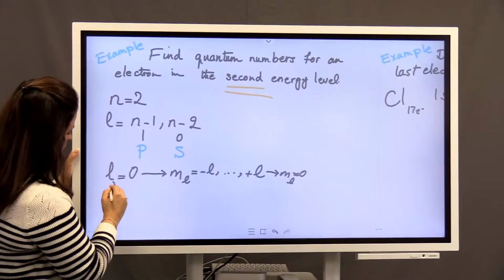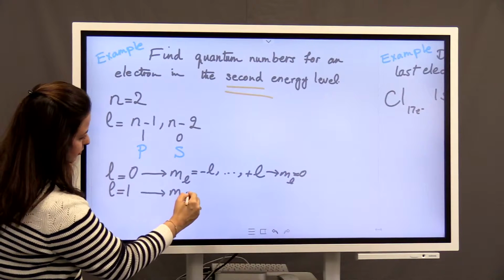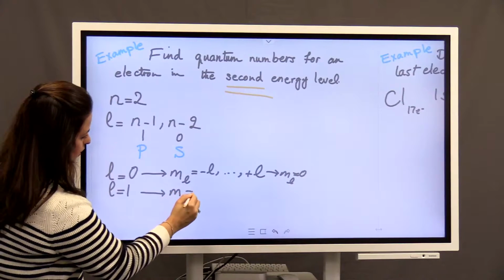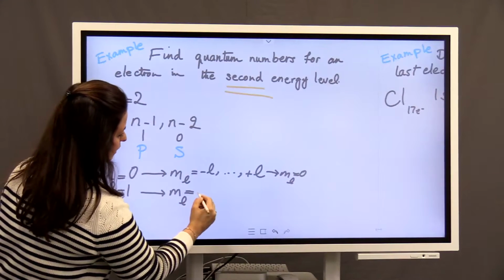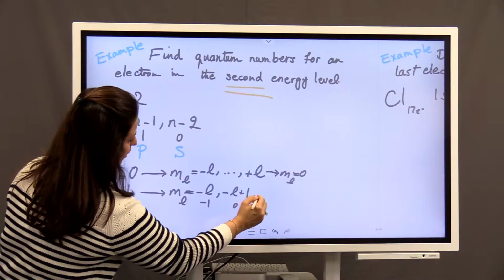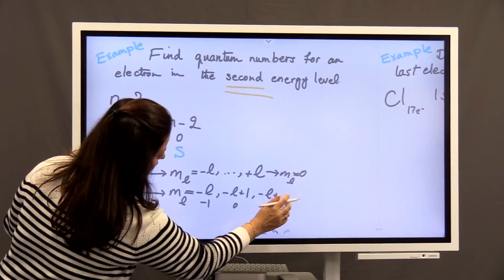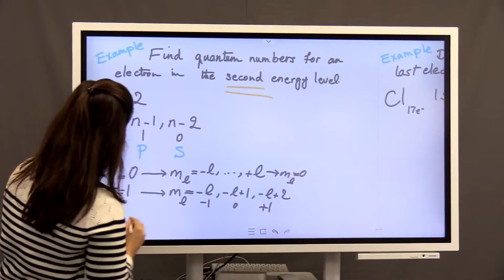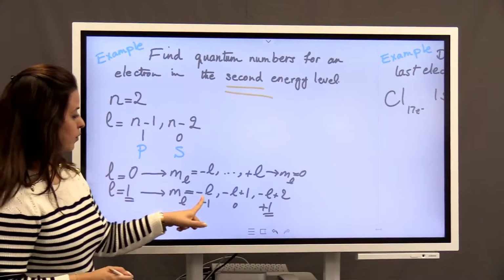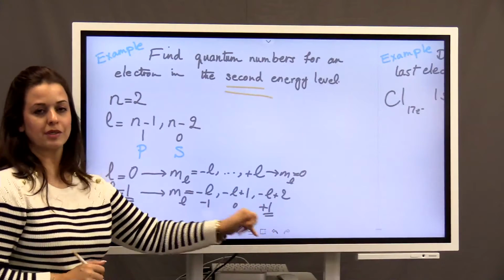When L is 1, we're talking about p orbitals. When L is 1, ML is minus L, which is minus 1, minus L plus 1, which is 0, and minus L plus 2 at this point is positive 1. And we said to stop whenever you have the same number as L. So for p orbitals, we have 3 possibilities. We are showing these 3 possibilities.